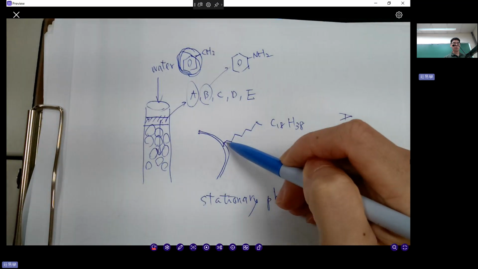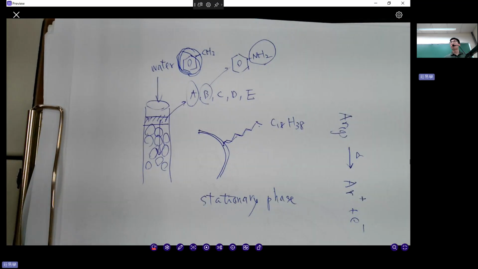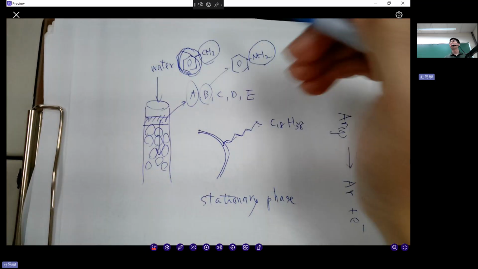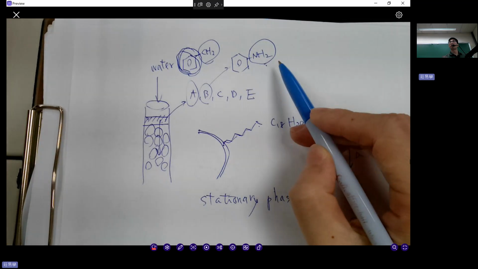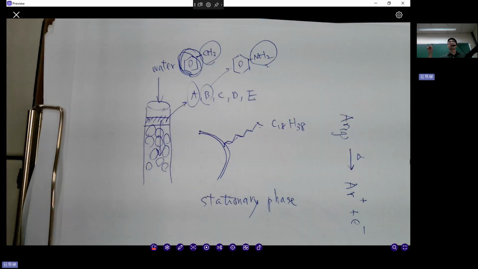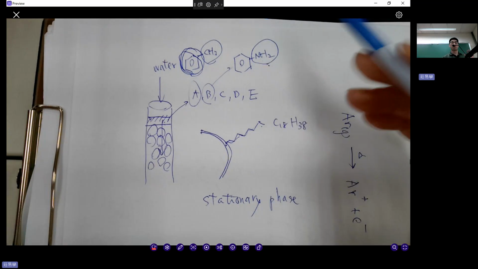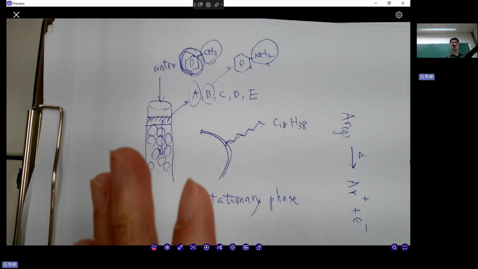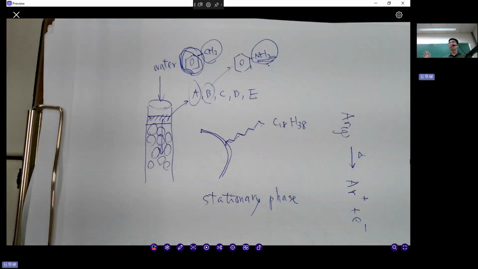high affinity with the C18, but the NH2 functional group is more polar than the methyl functional group. Okay, this one is more polar. The functional group here is more polar. It's NH2. If you check the electronegativity in the periodic table, you will see that the electronegativity difference between N and H is much larger than between C and H. So this one is more polar.